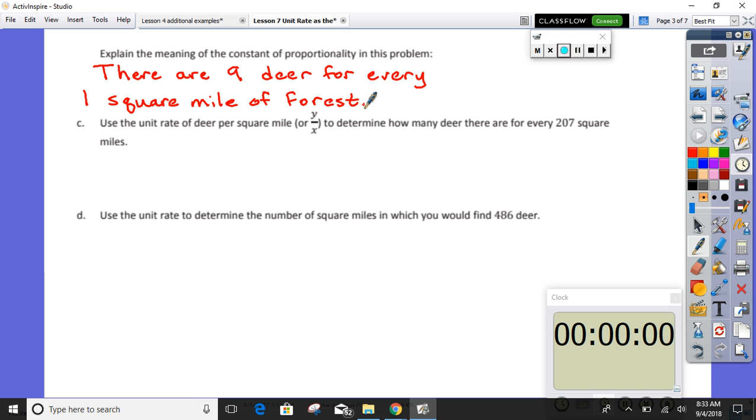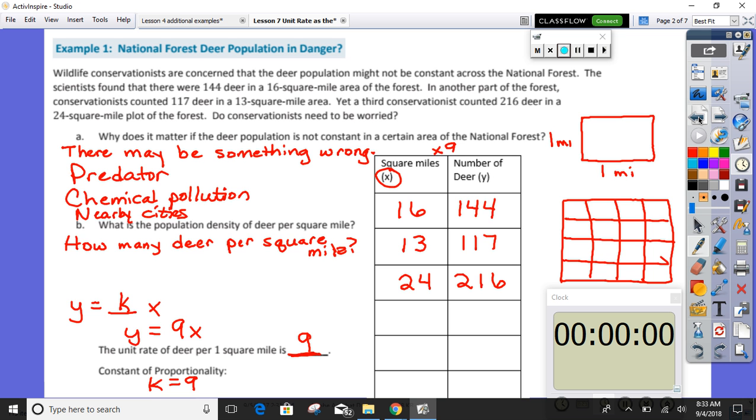Okay, then part C asks us to use the unit rate of deer per square mile, and it reminds you how you find that by doing y divided by x, to determine how many deer there are for every 207 square miles. So if we go back to our table, and we put 207 in for square miles, we want to find out how many deer there would be for 207 square miles.